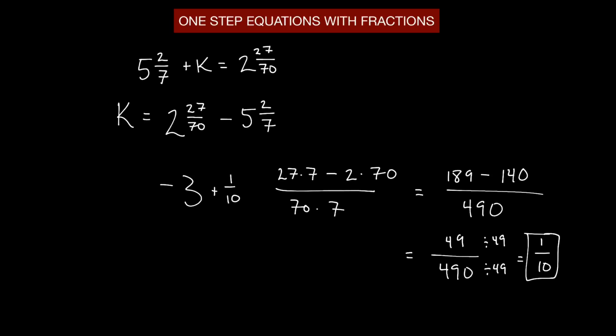Okay, so we kind of have to compensate for this. So what we're going to do is reduce this -3 by 1, so we're going to call that -2. And then 10 minus 1 is 9 over 10. So our answer is -2 9/10.